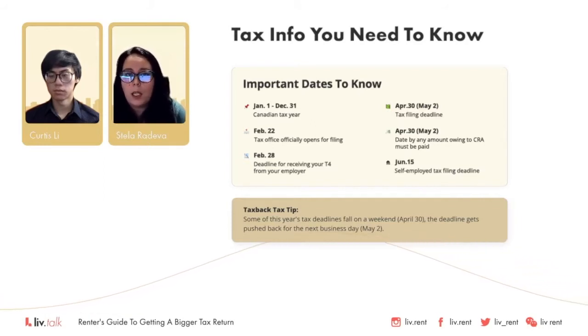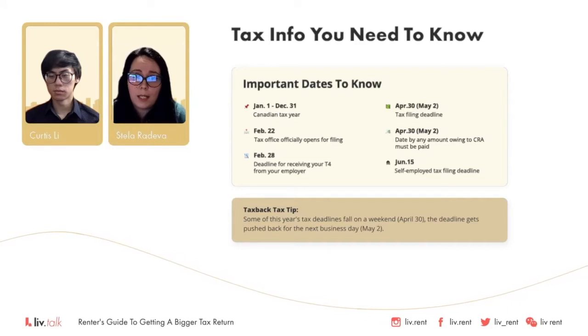But this year, due to April 30th falling on Saturday, the deadline has been extended to May 2nd. In case you have worked as self-employed or freelancer, you have up to June 15th to file your tax return. In case you end up with a tax bill, you have until May 2nd to pay any amount owed to the CRA too. Gotcha, that makes sense.